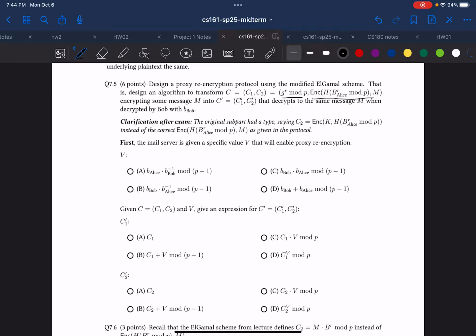Okay, and then we're going to encrypt M. However, we want to turn this message into some new C prime that, when it decrypts, should decrypt to the original message when decrypted with Bob's private key. So TLDR is that the message is going to get encrypted with Alice's public key, and then we need to do some sort of transformation to it such that when Bob tries to decrypt it with his private key, it should work and it should be the original message that was encrypted.